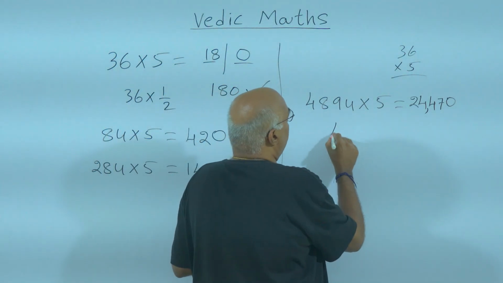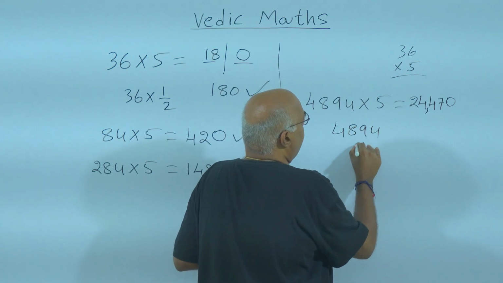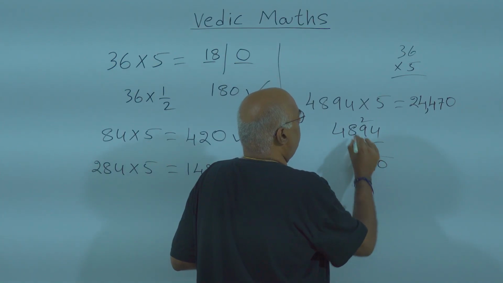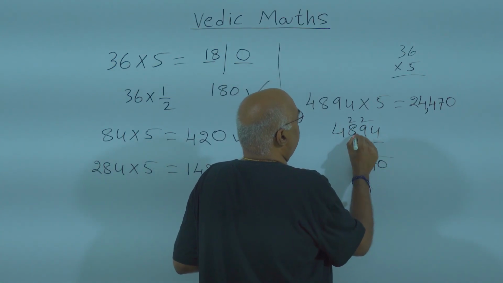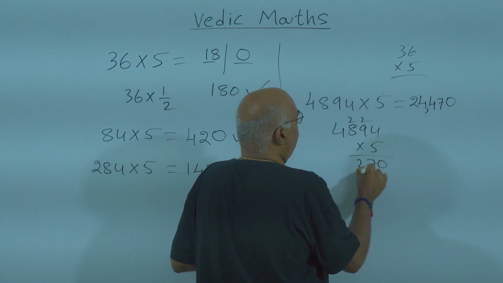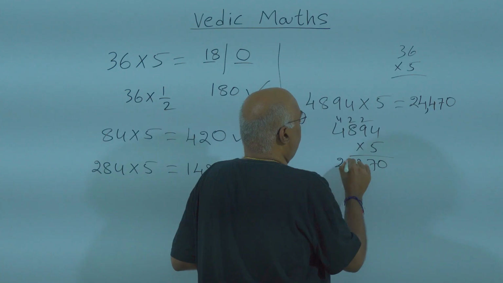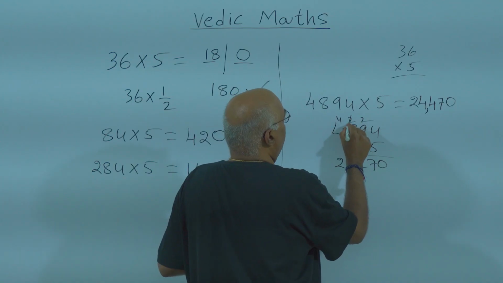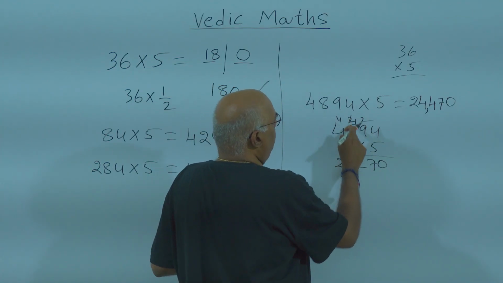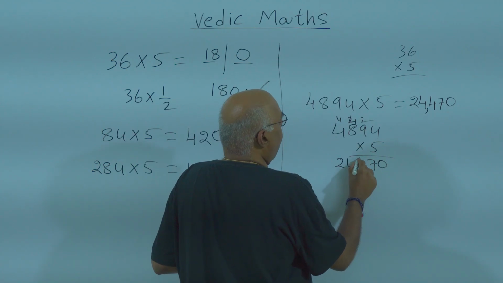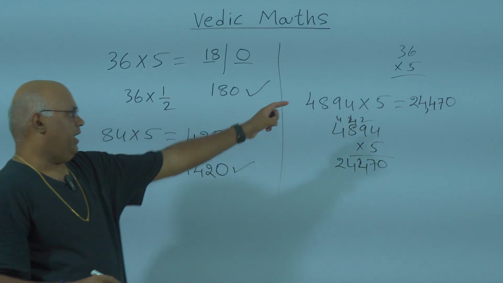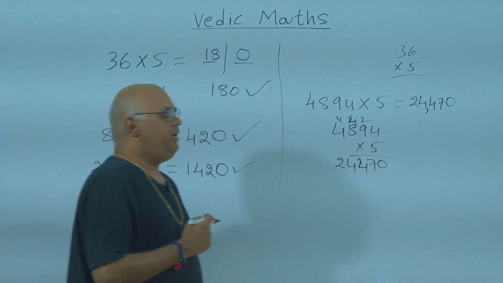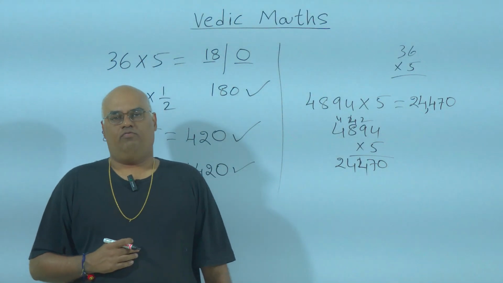You can confirm this if you want. So 4,894 into 5. 5 4s are 20, 0 and 2 carry. 5 9s are 45 plus 2 is 47, 7 and 4 carry. 5 8s are 40 plus 4 is 44, 4 and 4 carry. 5 4s are 20 plus 4 is 24. So we got the correct answer. The required answer is 24,470. Like this, you can take any number and multiply with 5 easily.